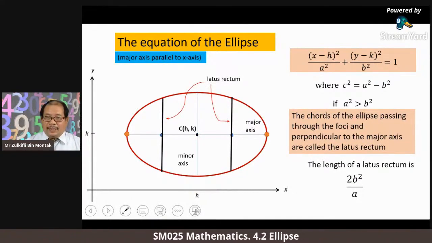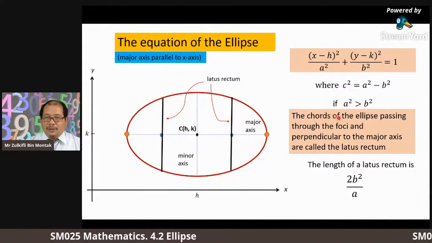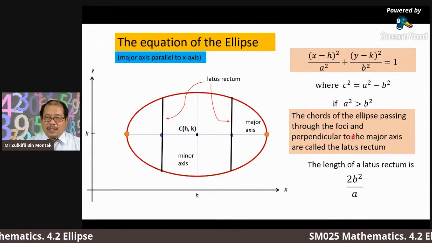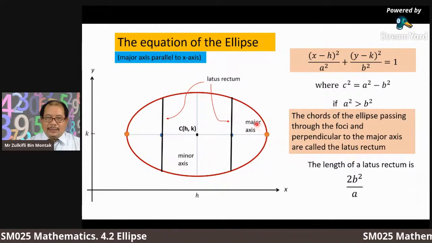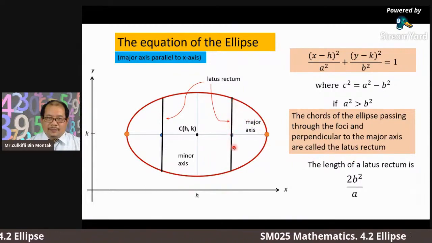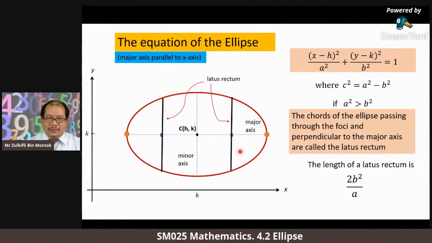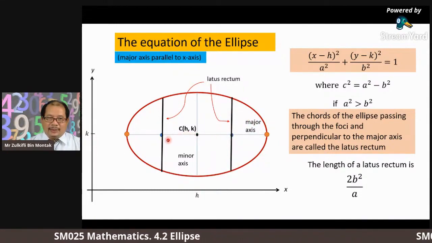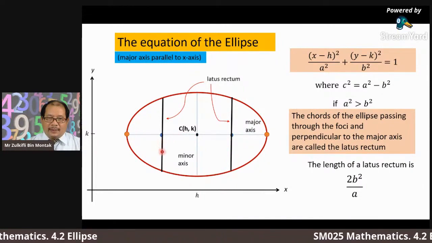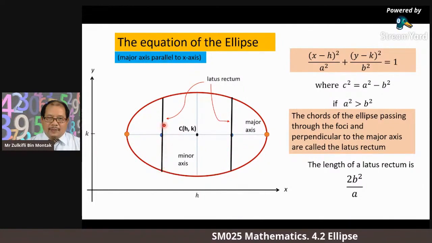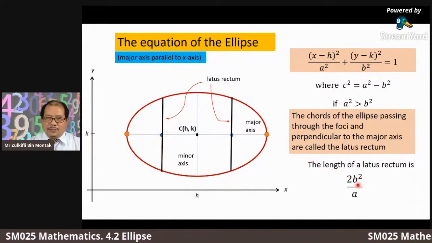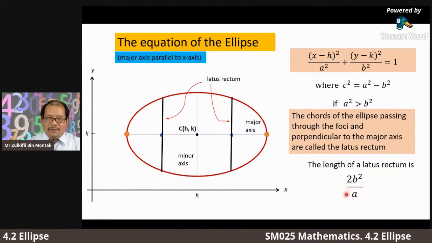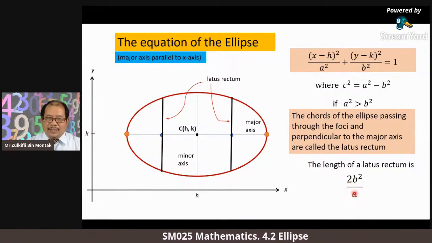The chords of the ellipse passing through the foci and perpendicular to the major axis are called the latus rectum. This is the first latus rectum, the line passing through the focus. We have two latus rectums with the same length. These are also latus rectums. So the length of a latus rectum is 2b square over a. This is the formula for the length of the latus rectum.